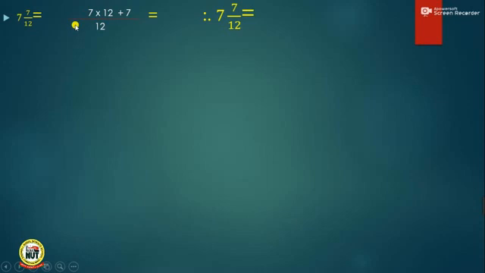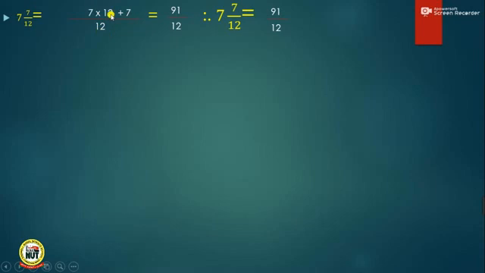So if you have 7 times 12, then you add the numerator to it. That is 7 times 12 plus 7. In this case, 7 here is the numerator. Then everything all over the denominator, which is 12. You repeat the same denominator that you have here. So when you want to convert 7 whole number, 7 all over 12 to an improper fraction, it becomes 7 times 12 plus 7 all over 12.